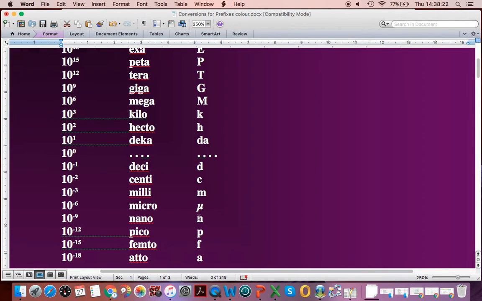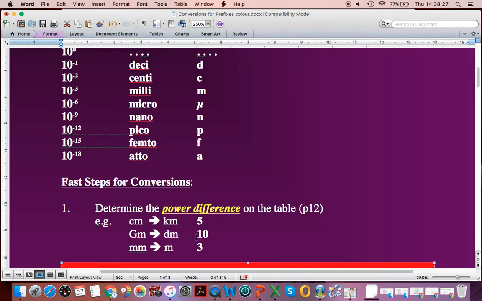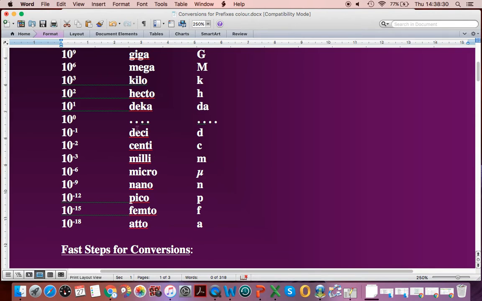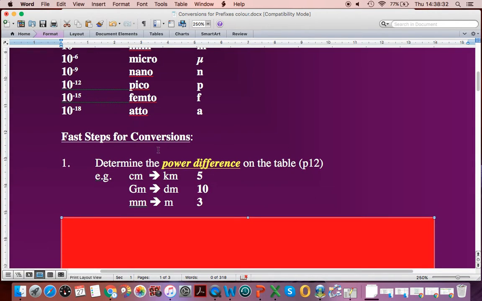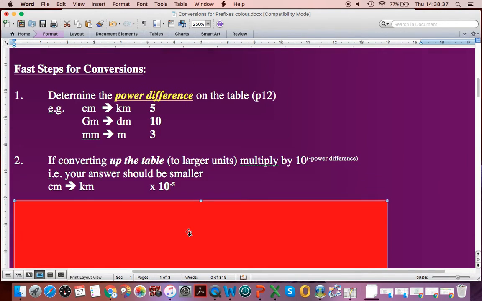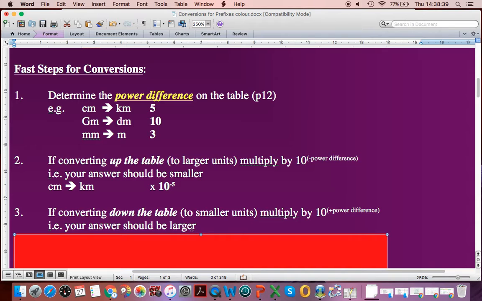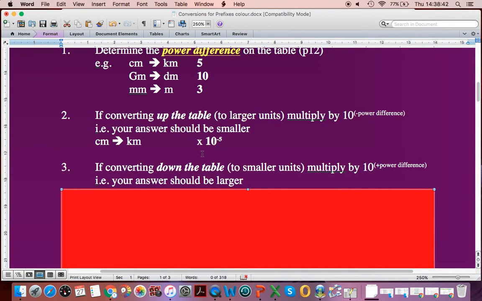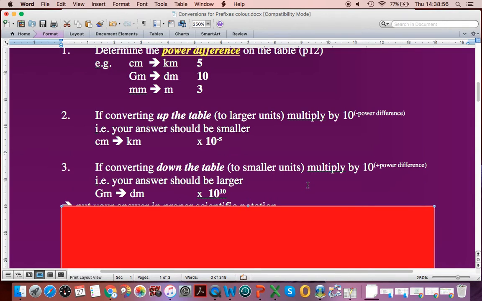We look at giga to deci. We're going down the chart, so it would be a plus 10. And millimeters, we're starting here, going to meters, going up the chart. So that would be a minus 3. So there we are, centimeters to kilometers, 10 to minus 5, going the opposite direction would be 10 to plus 5. You have to be able to visualize this, but if you can't visualize it, then you better follow the steps. Up the table, you stick a minus; down the table, a plus.